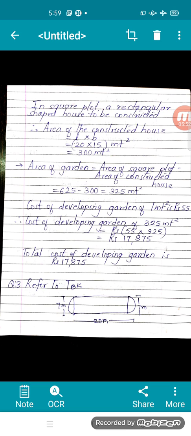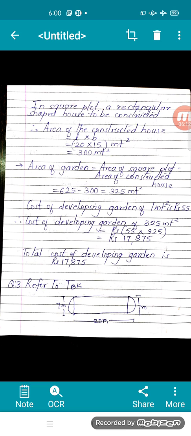So the cost of developing garden 1 meter square is rupees, what is given in the sum? 55. So cost of developing garden of 325 meter square will be how much? When you multiply, you get rupees 17875. Please write the answer. Now we go to question number 3.